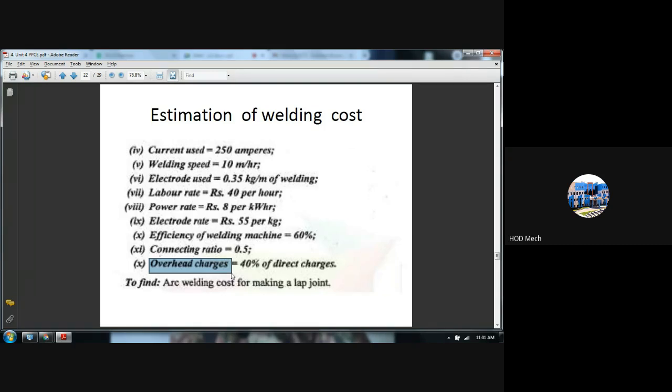So don't panic when certain data are not given, but you should have the understanding that if it is a welding problem, there may be certain assumptions, and you have to know what those assumptions are.